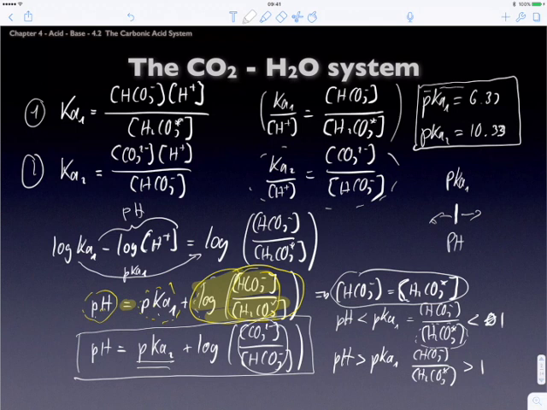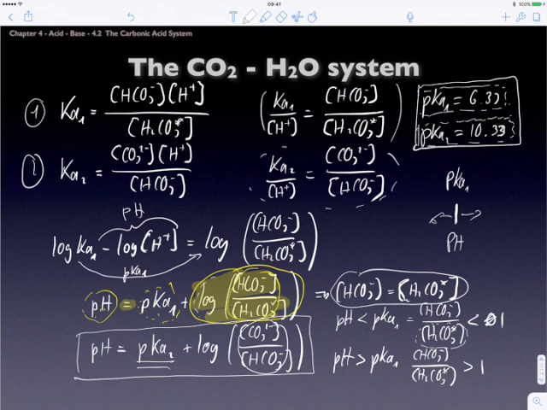If your pH is exactly at this value here for your body of water at 25 degrees, 1 atmosphere, you know that you have exactly the same amount of bicarbonate as carbonic acid. If you have a pH of 10.33, you know that you are at the pKa2. That means you have exactly the same amount of bicarbonate as carbonate.